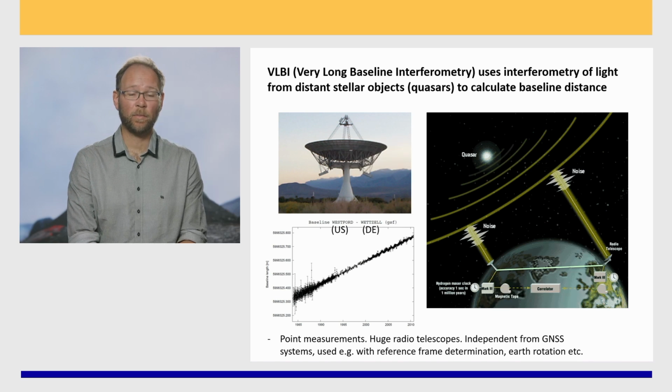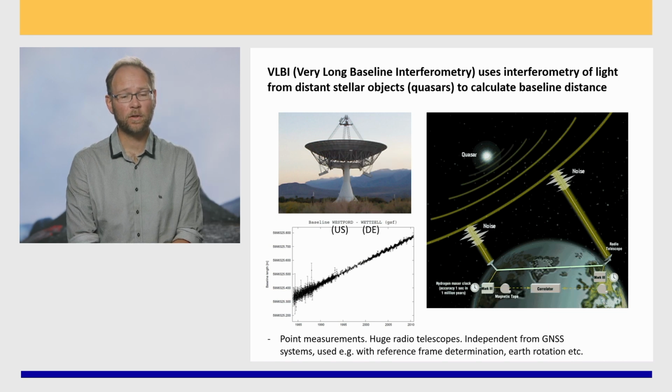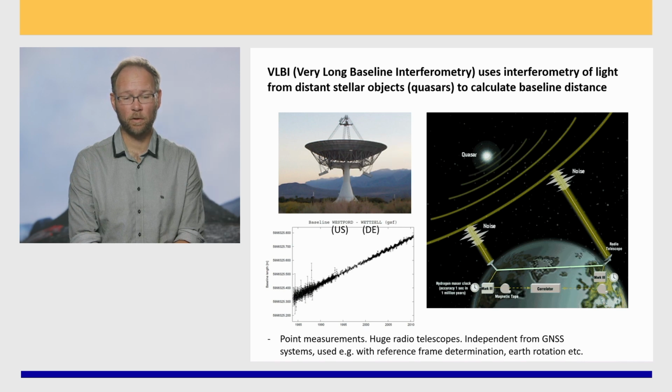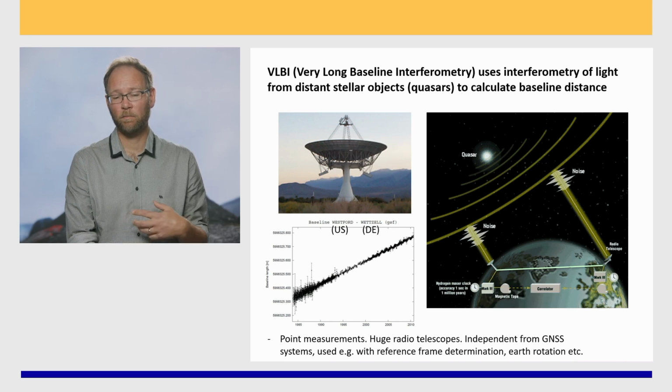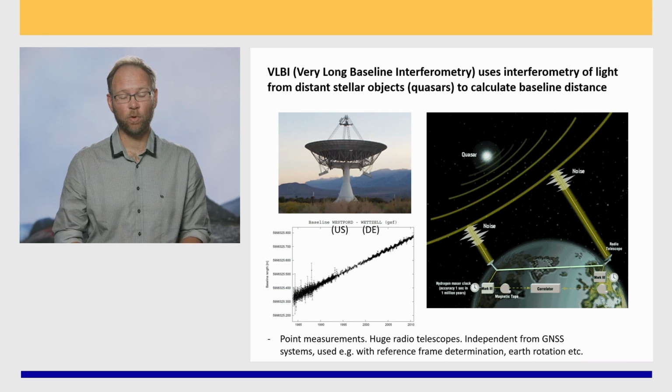So these are, of course, not practical if you're monitoring a volcano, because these are huge radio telescopes, but they are used and are very important for some reference frame definitions. Because how do we know where the GPS satellites and GNSS satellites are? Well, we use GNSS stations on the ground to track them, and we need some external reference like these very long baseline systems to be able to have a more stable reference frame.